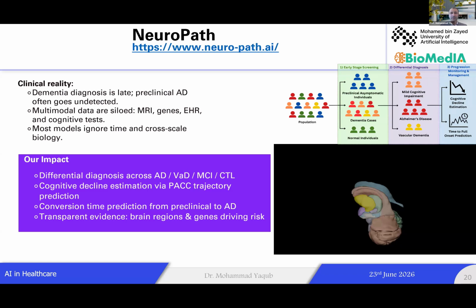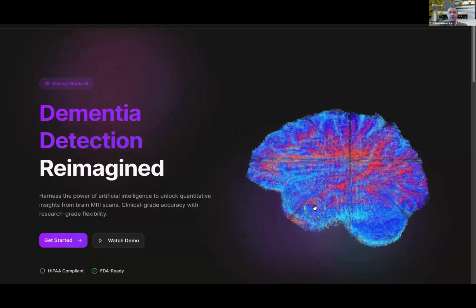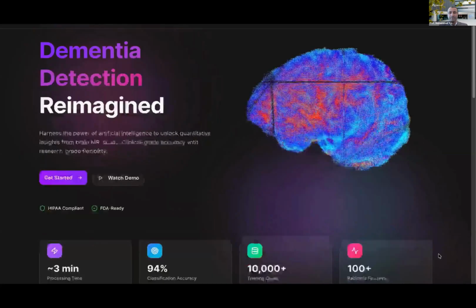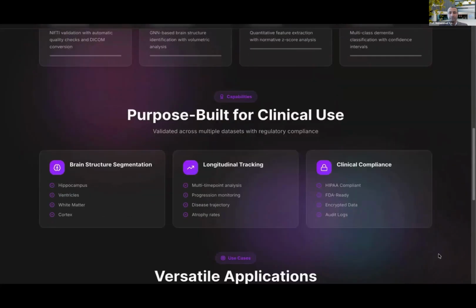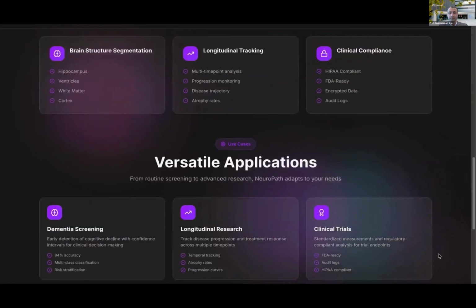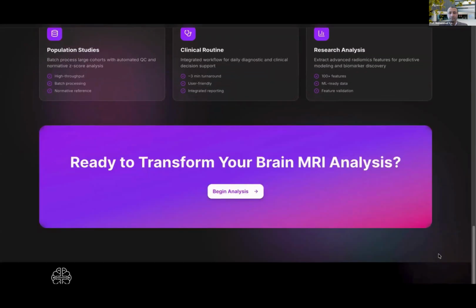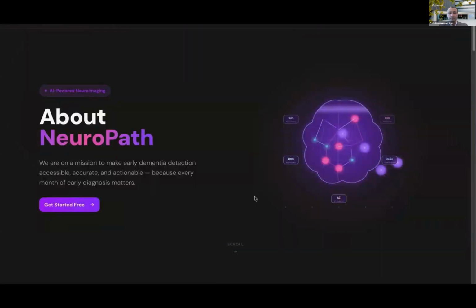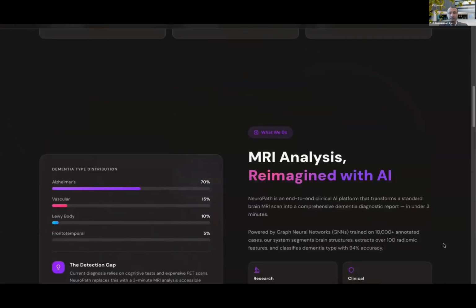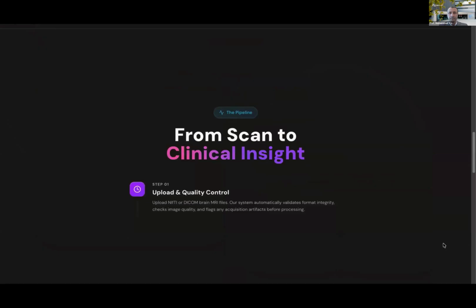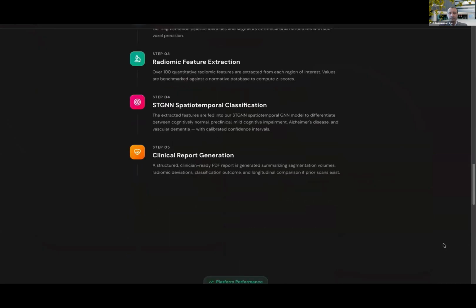Let me start it. Dementia diagnosis is inefficient, expensive, slow, and inaccessible. NeuroPath changes that. Clinical grade dementia detection, reimagined. 1 MRI scan, 1 automated pipeline. 55 million people currently live with dementia worldwide. 65% never officially diagnosed. 1 new case every 3 seconds. NeuroPath was built to close this gap.